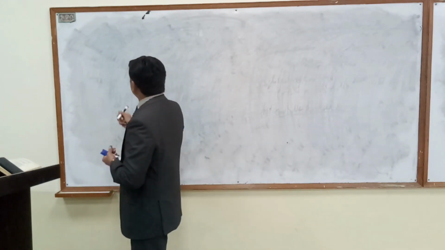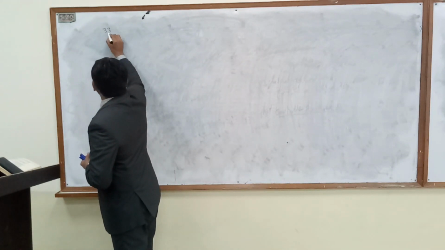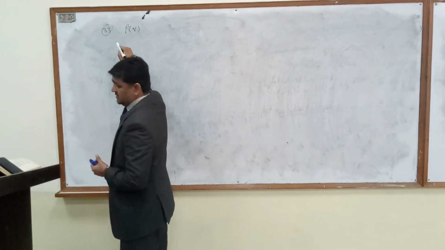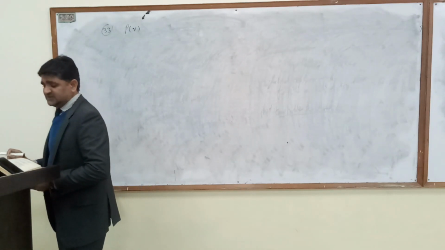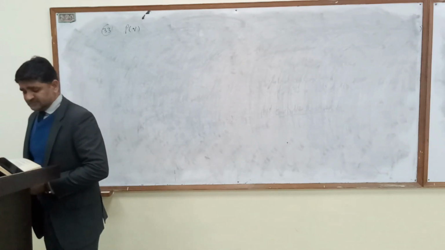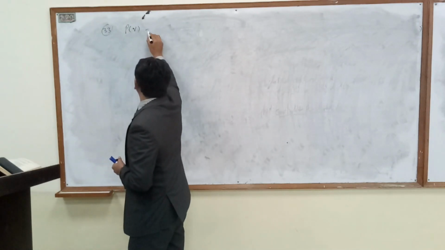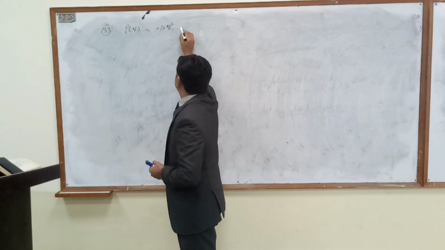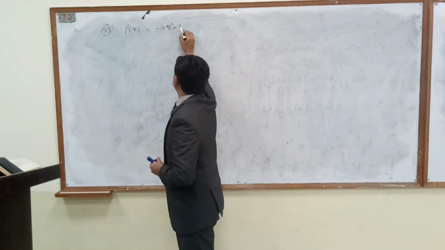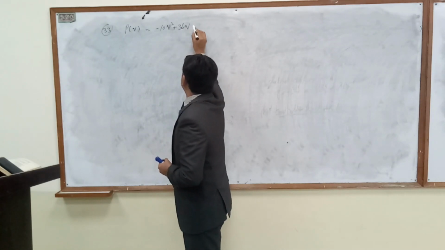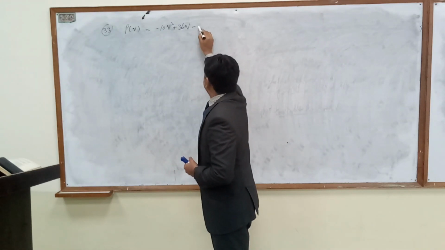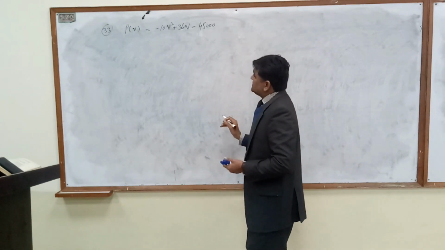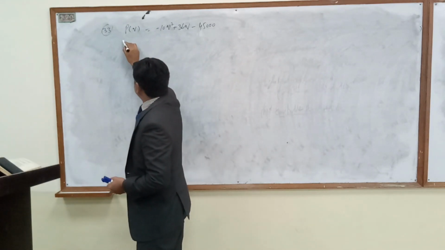Question number 33. What function is given? Profit depends on Q. P of Q is equal to minus 10Q square plus 36,000Q minus 45,000.